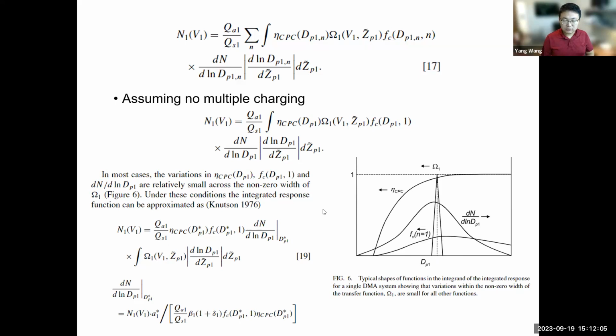As we introduced earlier, the transfer function has a base of 2 beta when you plot it in the normalized regime, a base of 2 beta and then a height of 1. So the area of the transfer function is just beta. Further, you can rearrange this to calculate dN/dlogDp. Keep it on this side, and then move everything onto the other side. This is the solution when you assume that there is no multiple charging.